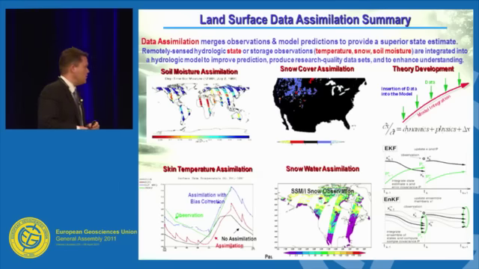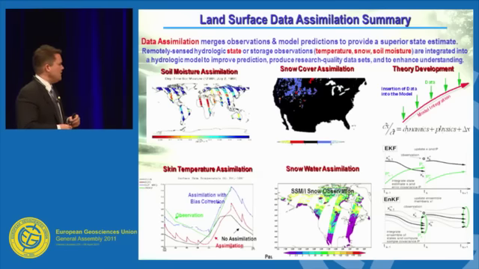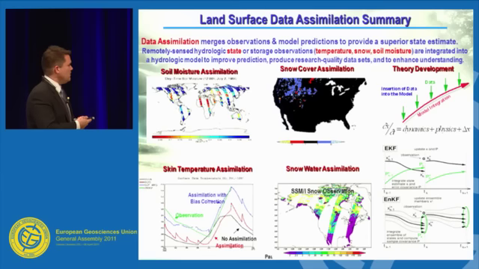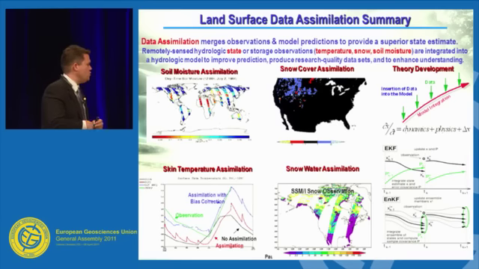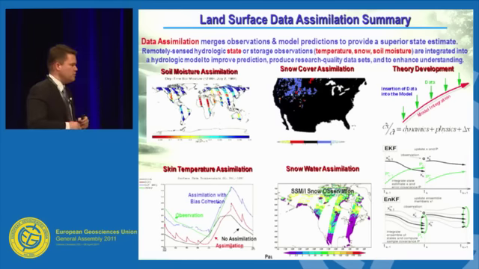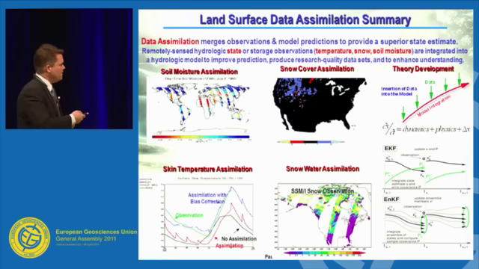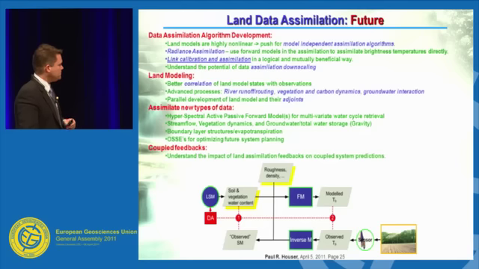We've done this since then with a lot of different kinds of data and model methods. So I've done soil moisture assimilation, snow cover and snow water assimilation, as well as skin temperature assimilation, and a few others I've worked with students on, like assimilating stream flow. And then also developed some theories. Eventually we've come in the community to really adopting some kind of ensemble-based filtering system, because the models are so nonlinear that's been the most successful.